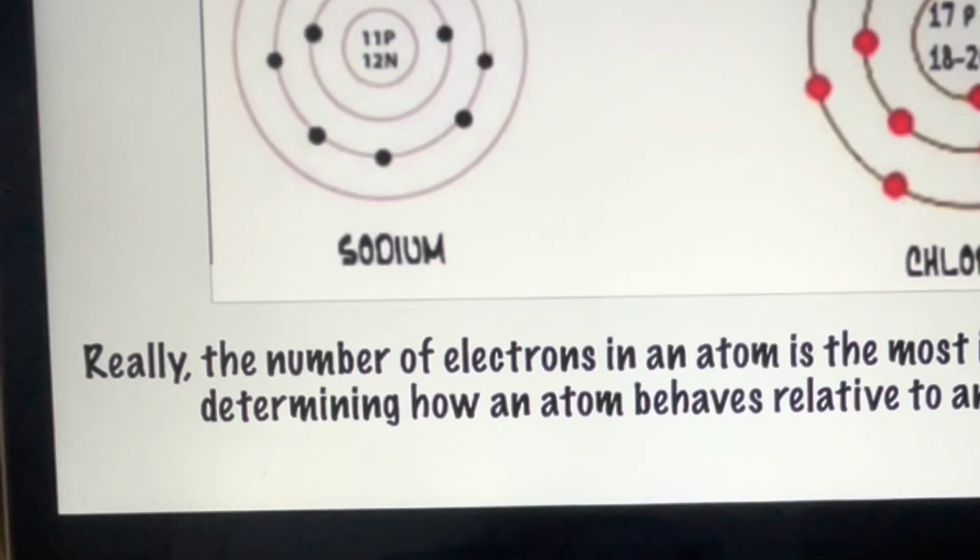This is just a picture kind of describing how important the electrons are, especially the outer layer of electrons, or our valence electrons. It's the number of electrons in an atom that is the most important factor in determining how an atom behaves relative to another atom. We'll talk about bonding and things like that in the next module. I just wanted to show you.